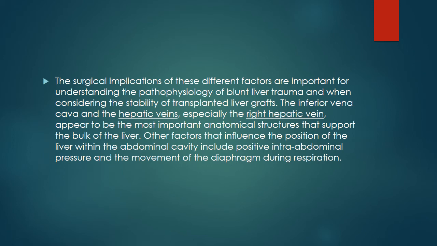The surgical implications of these different factors are important for understanding the pathophysiology of blunt liver trauma. And when considering the stability of transplanted liver grafts, the inferior vena cava and hepatic veins, especially the right hepatic vein, appear to be the most important anatomical structures that support the bulk of the liver. Other factors that influence the position of the liver within the abdominal cavity include positive intra-abdominal pressure and movement of the diaphragm during respiration.